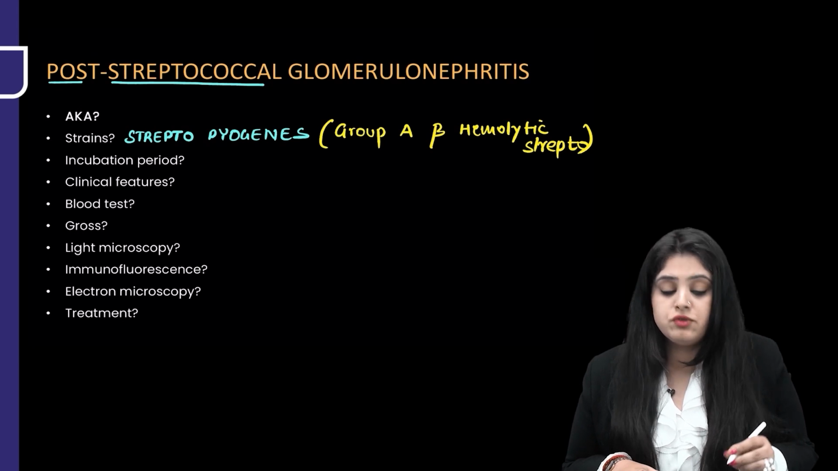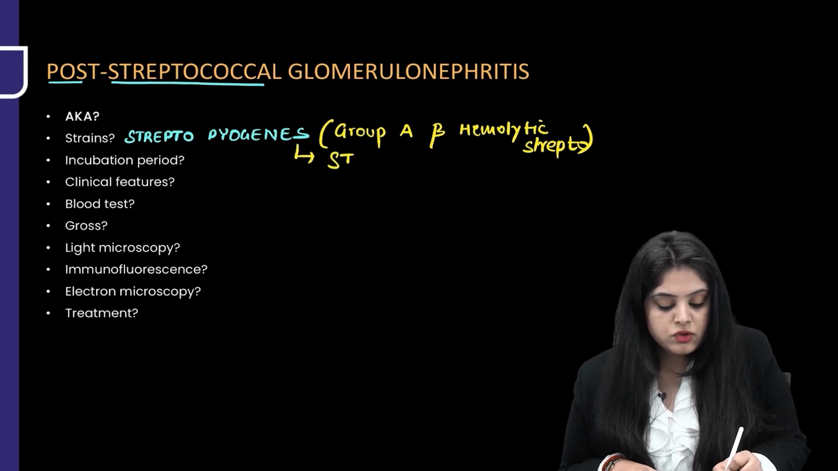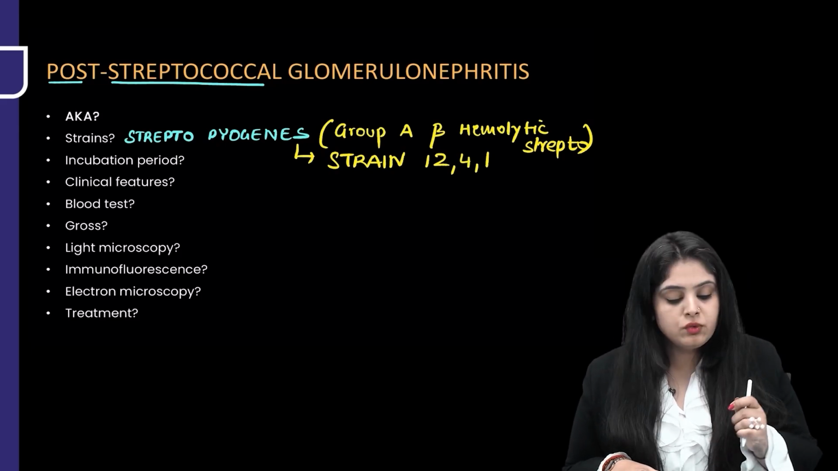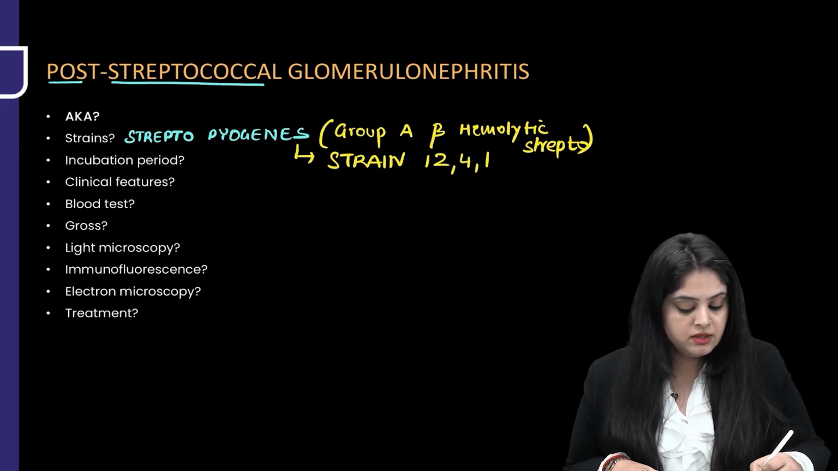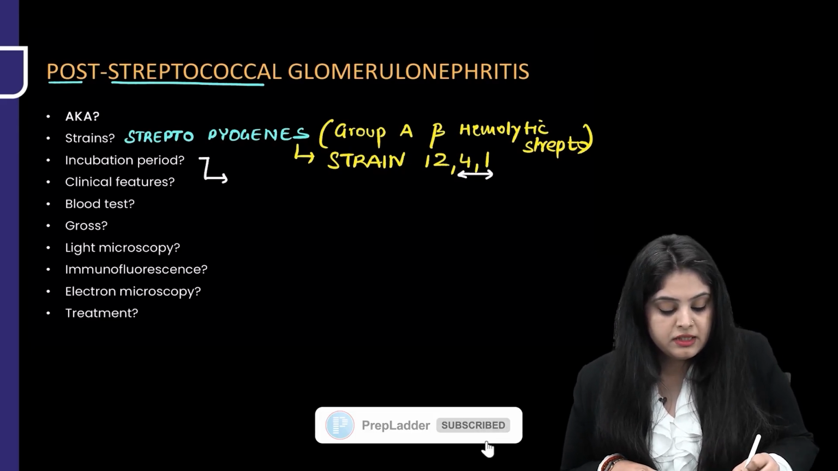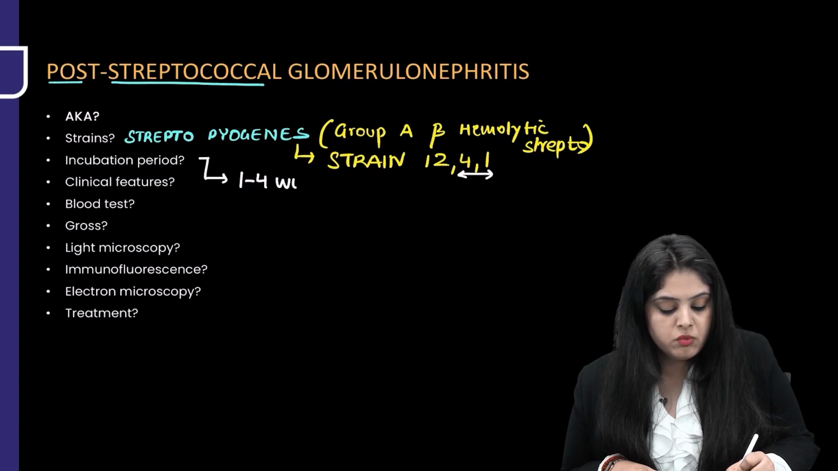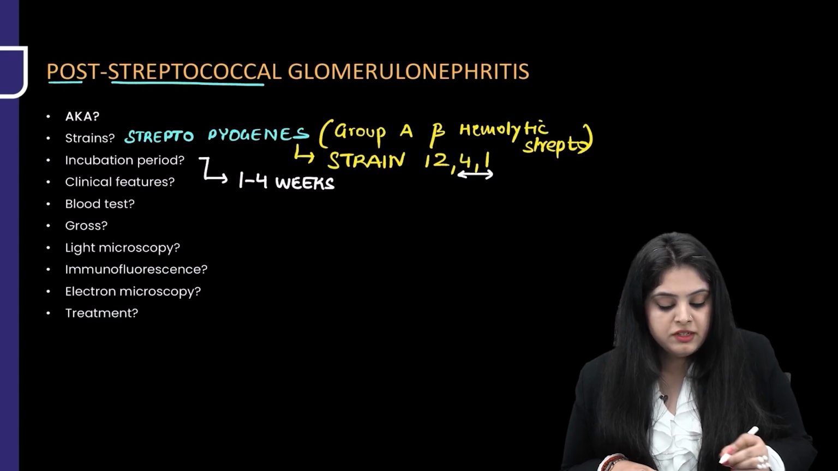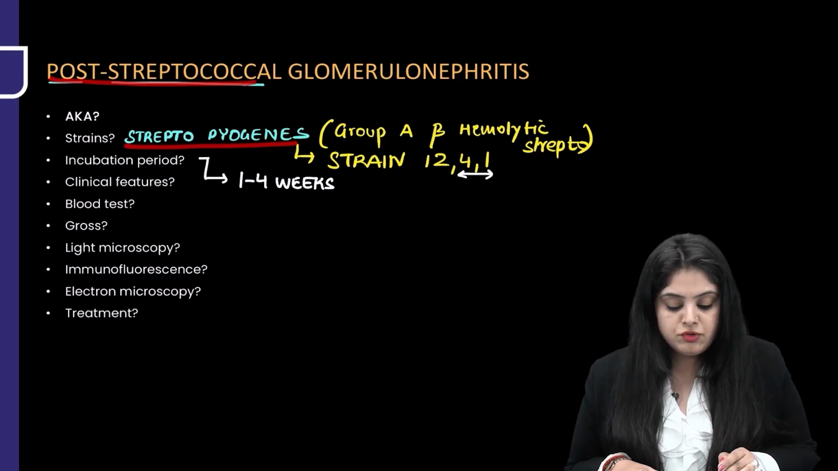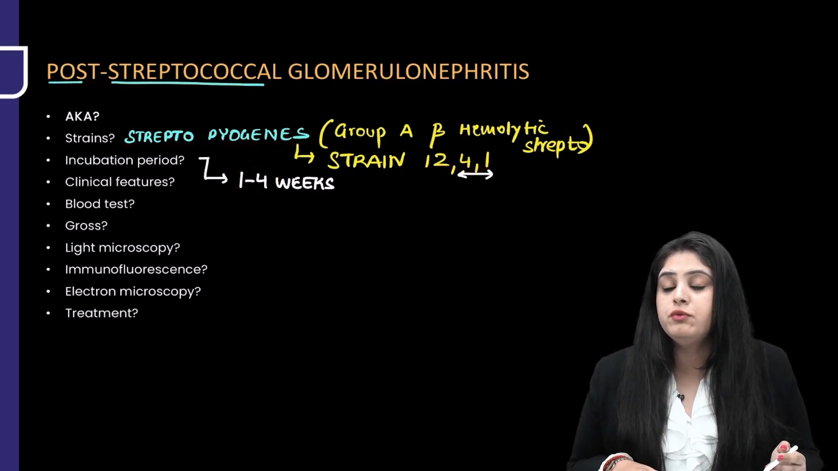So they ask you what strains. The strains are going to be 12, 4 and 1 in the same order, and let me tell you, from this only I can derive the incubation period, because from 12, 4 and 1, if you take the last two numbers, the incubation period is going to be 1 to 4 weeks. So repeating once again, post-streptococcal means Streptococcus pyogenes. Strains are going to be 12, 4, 1. Take these two numbers out of it. It's going to be 1 to 4 weeks as the incubation period.